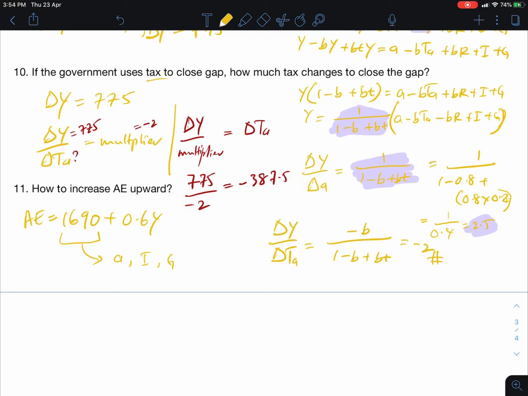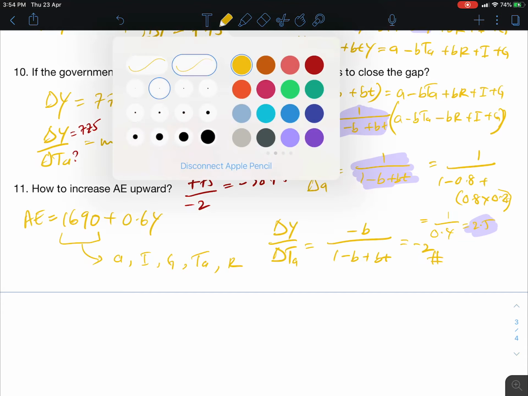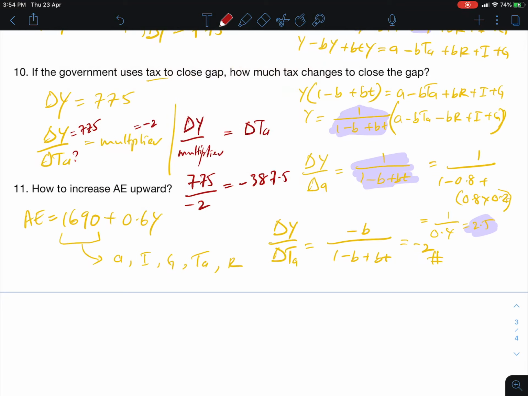Ada maklumat TA, dan ada maklumat up. Oleh kerana AE dengan Y adalah positif, maka untuk tingkatkan AE adalah perkara-perkara yang meningkatkan Y. Maksudnya bagaimana nak tingkatkan AE adalah bagaimana untuk meningkatkan Y.